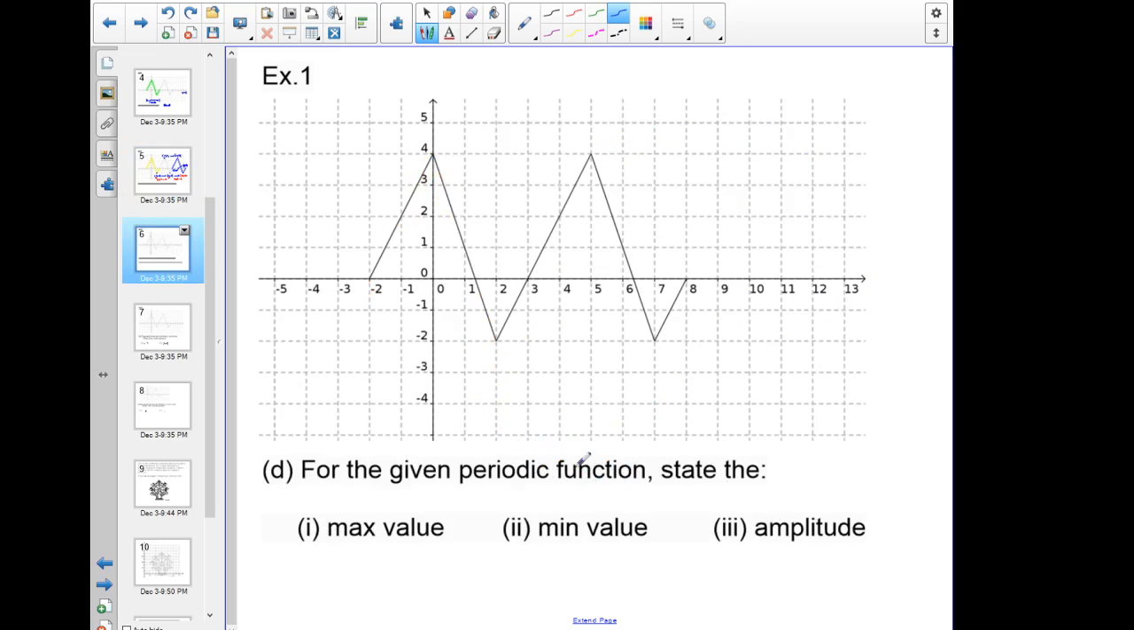Okay, for the given periodic function, we've already done a little bit of this because I reordered things a little bit. So the maximum value, as we already talked about, is 4. The minimum value is -2, and the amplitude goes from the axis of the curve, which is at 1, to either the maximum or to the minimum. So we could say the amplitude is 3 units from the middle up, or we could say the amplitude is 3 units from the middle down, but either way, the amplitude is positive, and in this case it's positive 3.